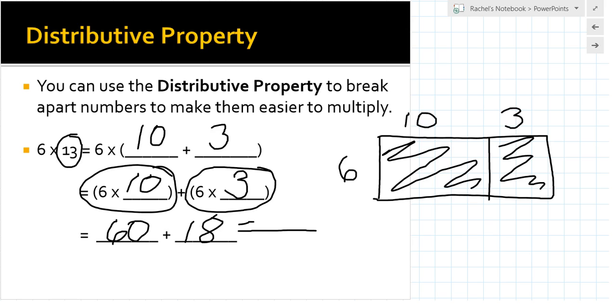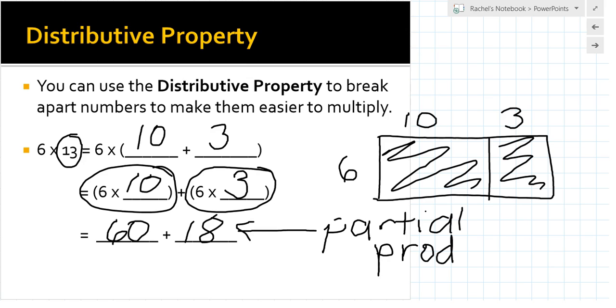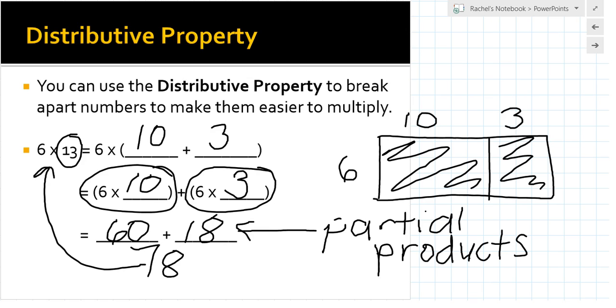Those are the products that you get by adding two smaller pieces. So these two are called partial products. By adding those two numbers together, we find that the exact answer of 6 times 13 is 78.